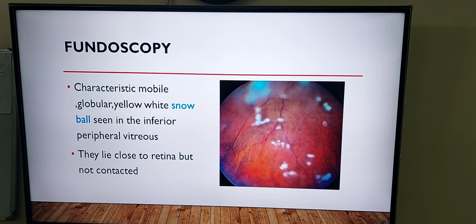Now on funduscopy, there is a characteristic mobile globular yellow-white snowball seen in the inferior portion of the retina. These white balls, I have read somewhere, are also called ant eggs, like ant eggs. And they are mobile, not attached to the retina.